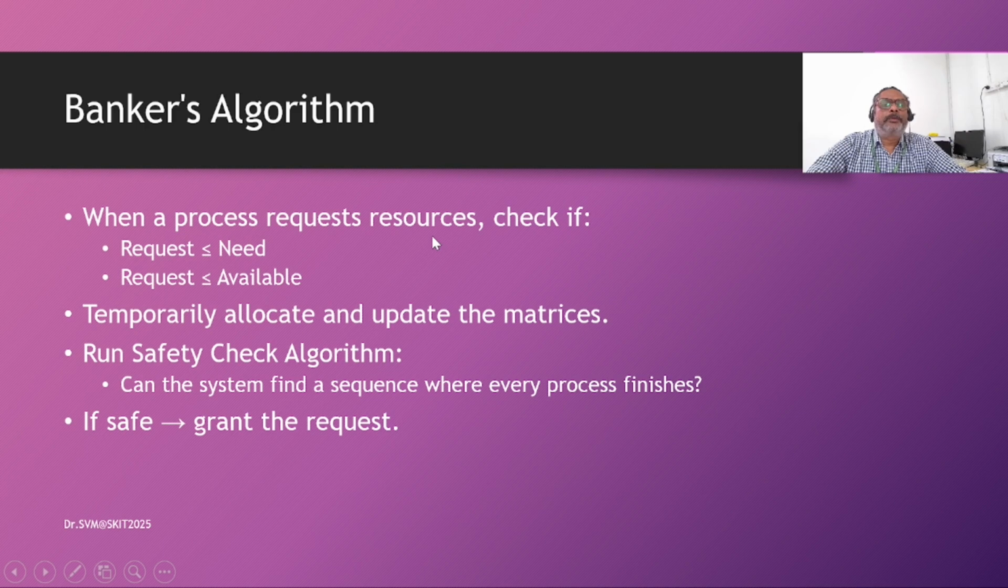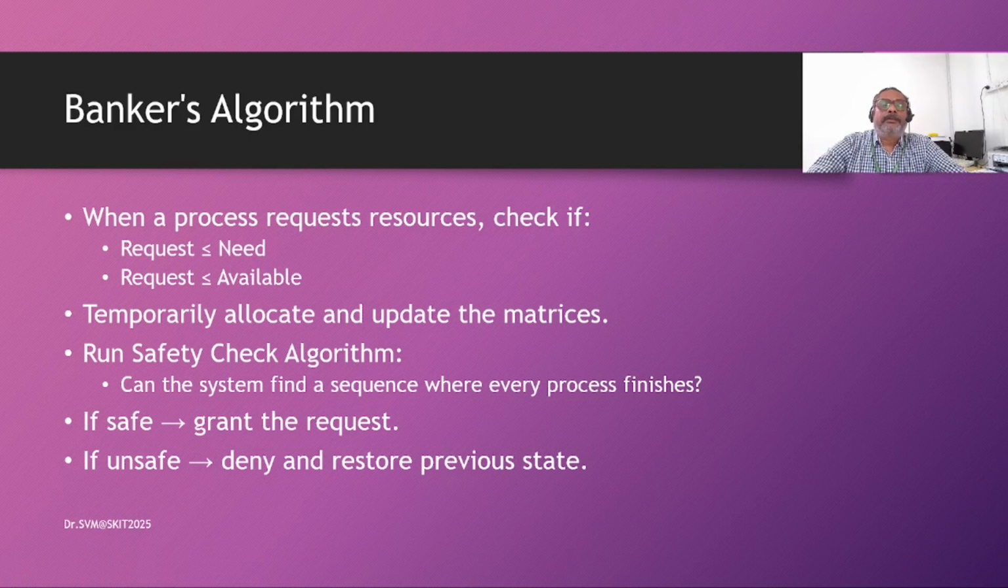So we had a request from the process, we just assume that we are allocating it, and we make the safety check. If the safety test is okay, then we grant the request. If it is not safe, just deny the request and restore the previous state. Whatever changes we have made here, restore the previous state, and ask that process to be in the waiting state. Keep waiting till the resources are available.